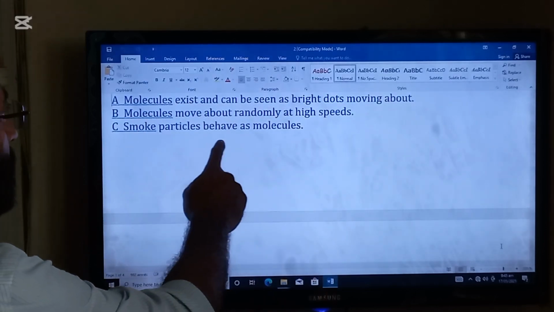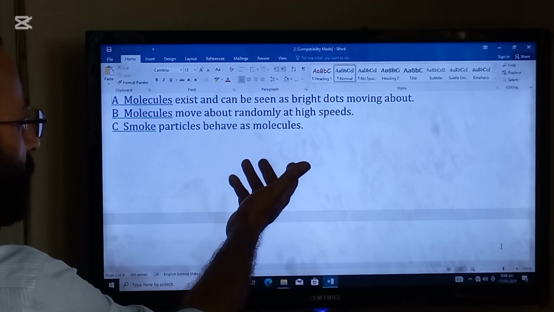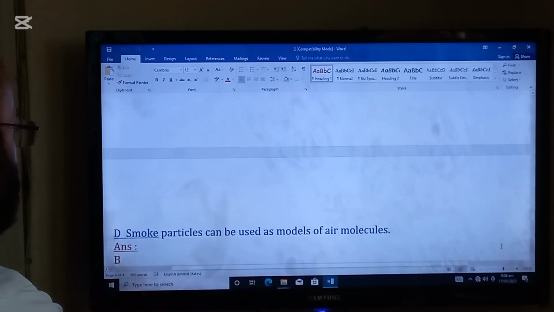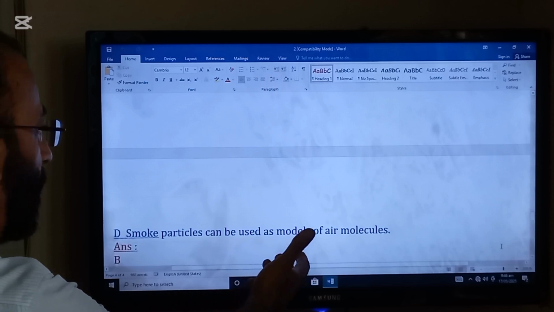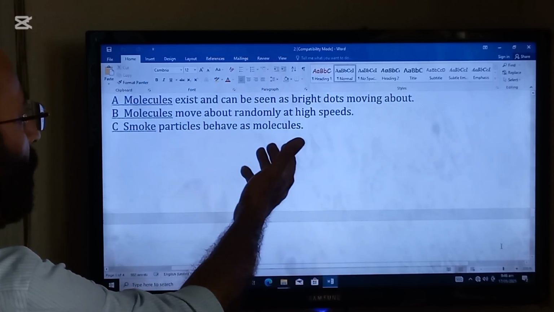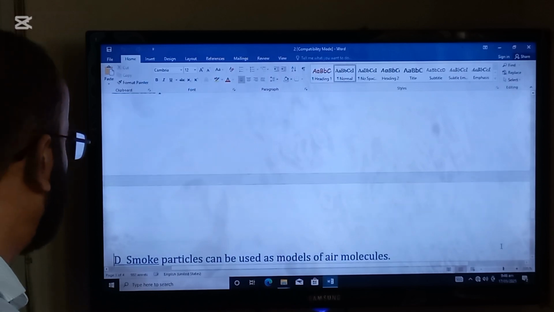C option is, smoke particles behave as molecules. They behave as molecules, but this is not right. D option is, smoke particles can be used as models of the air molecules. Only B is right, molecules move about randomly at high speed.